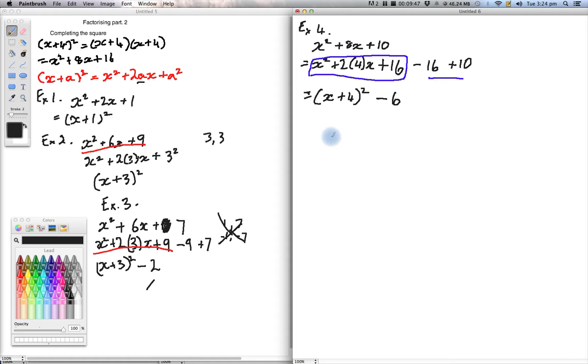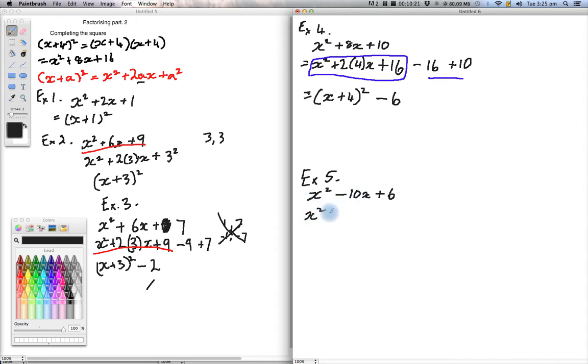Excellent. Now I might want to do one further example to really get this in your heads. Example 5. Okay, let's try a slightly harder one. x squared minus 10x plus 6. There we go.